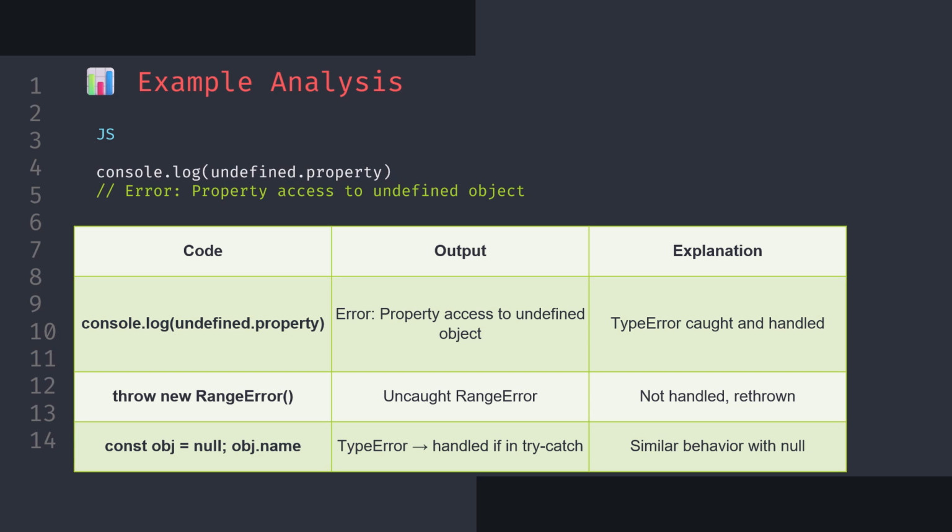When we access a property on undefined, a type error occurs. The try catch block successfully catches and logs a custom message. If a different error type occurs, like a range error, it gets rethrown. You can even handle null the same way. It behaves similarly in JavaScript.